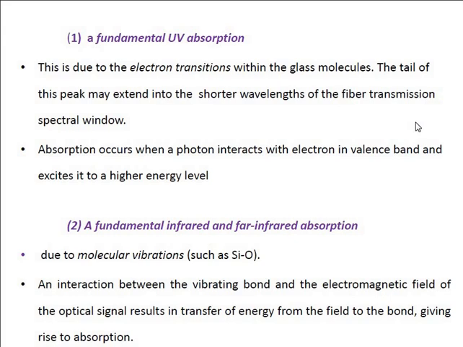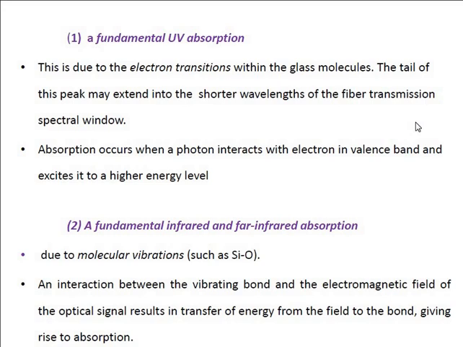This is the ultraviolet edge of the absorption band, for amorphous materials. You can relate this using the Urbach rule, C times e to the power E by E naught, where E is the photon energy, which is inversely proportional to the wavelength. So UV absorption decays exponentially with increasing wavelength. When a photon interacts with an electron in the valence band, it excites to a higher energy level, and because of this there is absorption in glass.